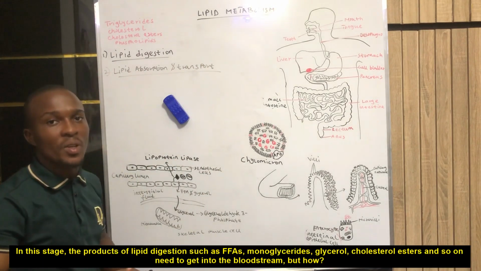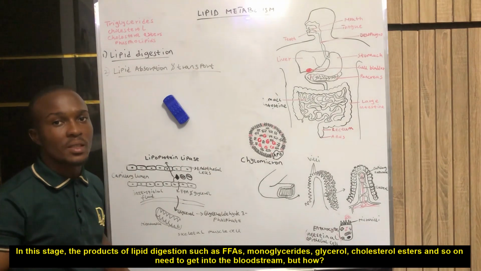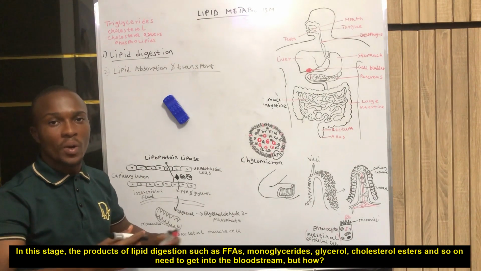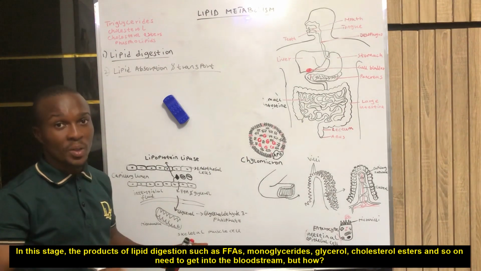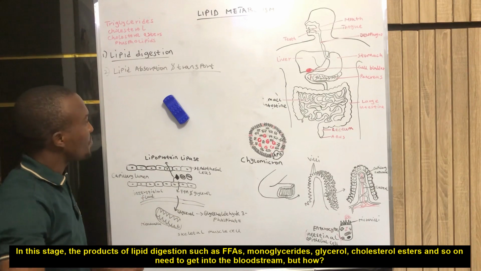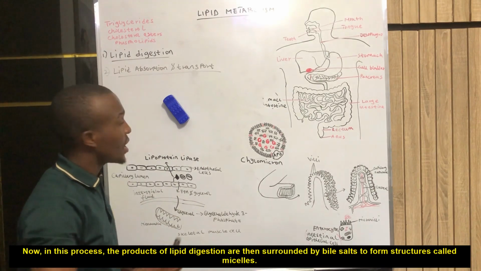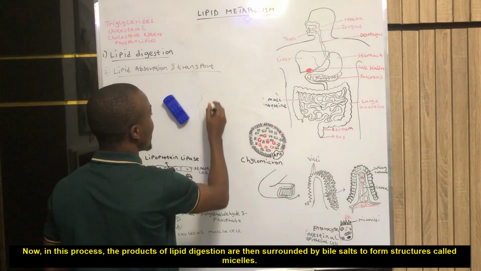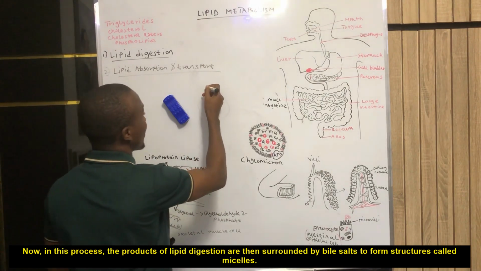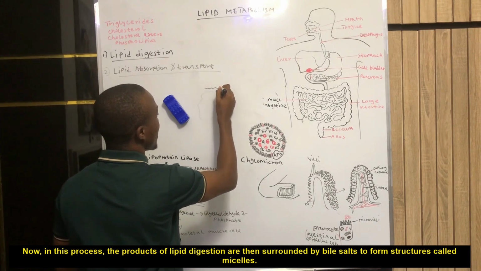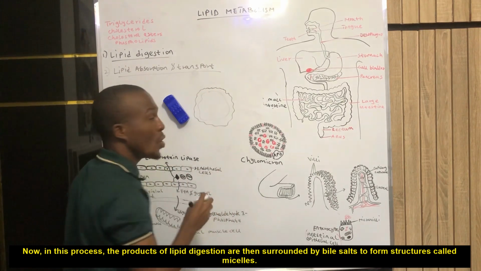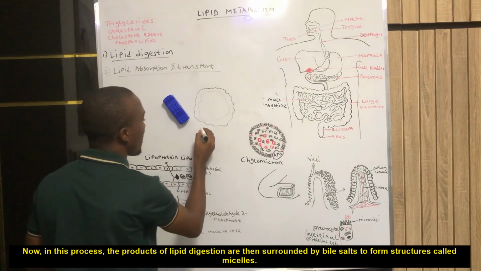Now, the products of lipid digestion, such as the free fatty acids, glycerol, cholesterol esters, and so on, need to get into the bloodstream. But how? In this process, the products of lipid digestion are surrounded by bile salts. These bile salts surround the products of lipid digestion to form structures called micelles.